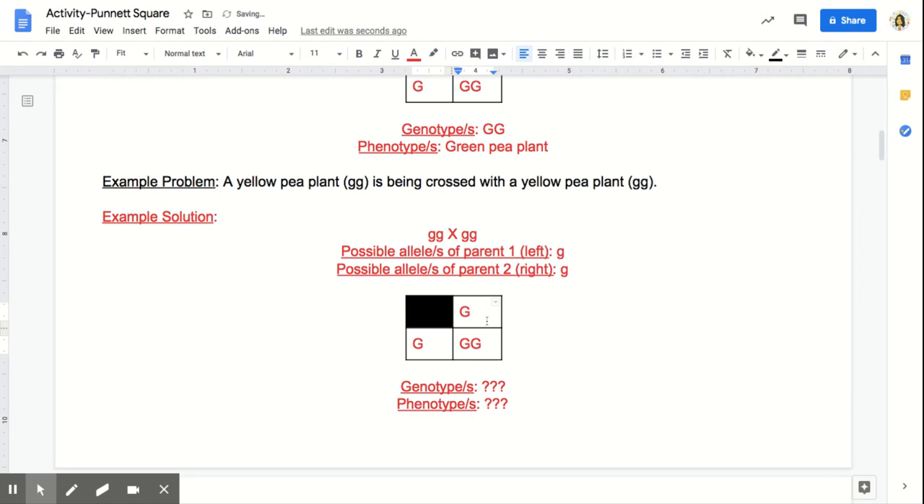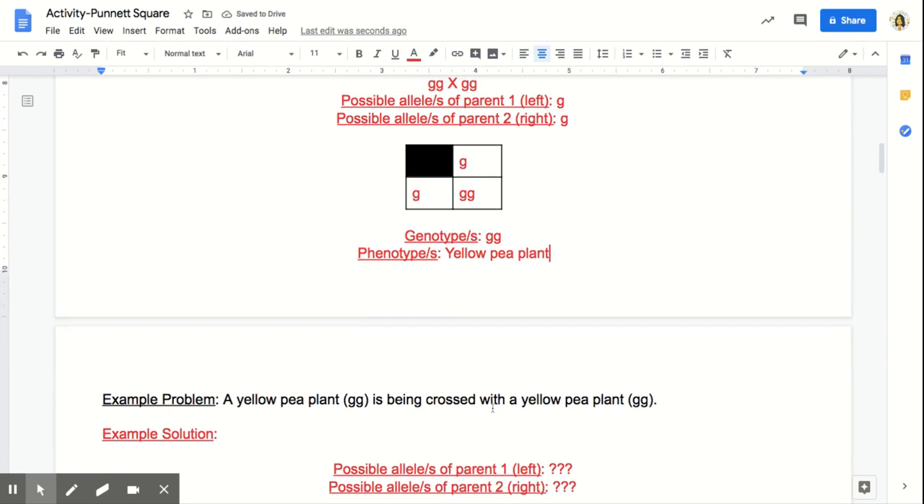Right? But instead of using dominant allele, we'll use recessive allele. And the pairing of the two is homozygous recessive. So this is going to be homozygous recessive. And because this is both recessive, it's no longer going to be green, but the phenotype will already be yellow pea plant.